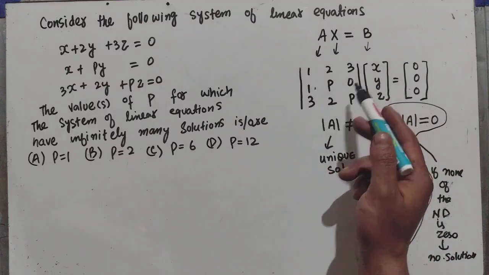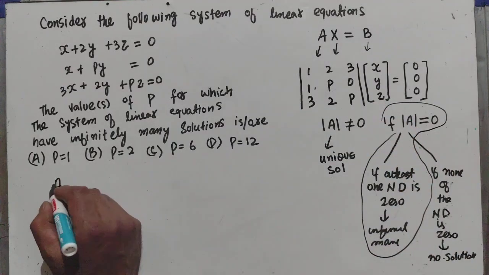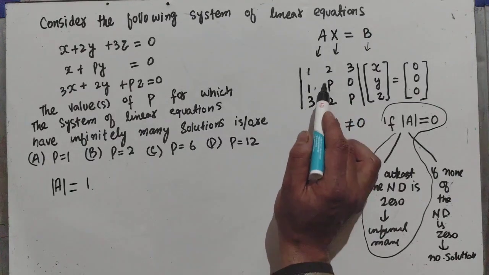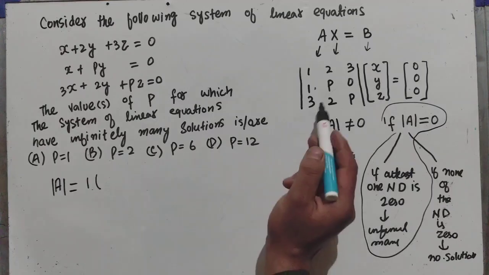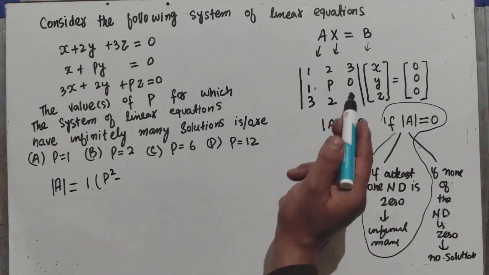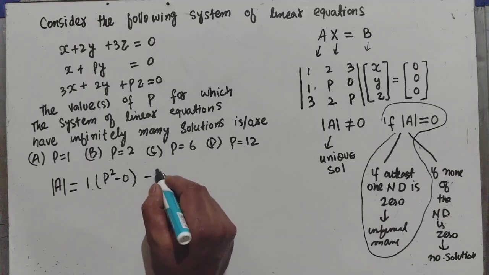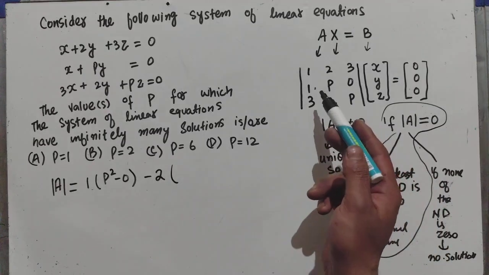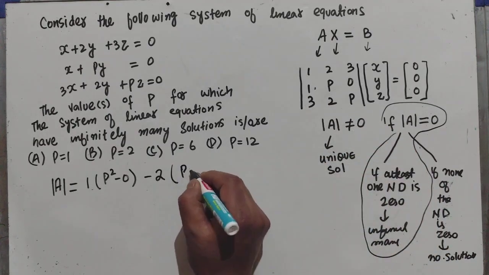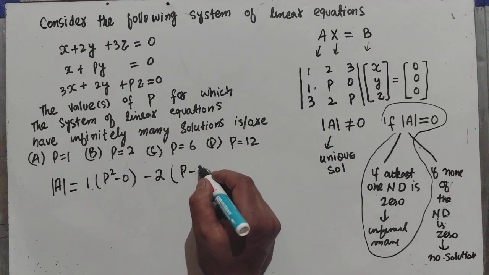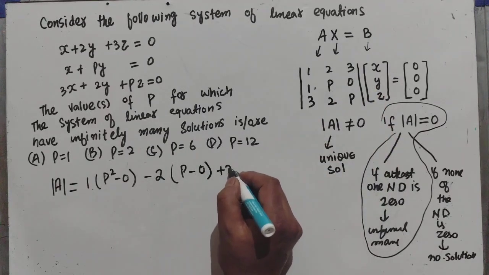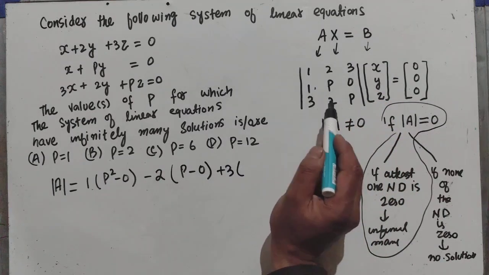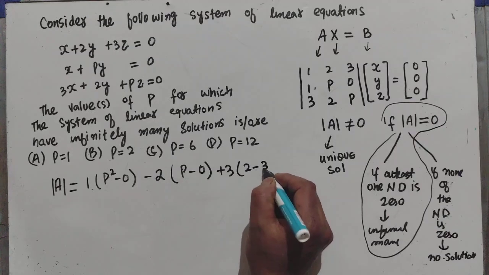So first we need to find the determinant of the coefficient matrix. We write 1, then delete the row and column in which it appears and take the determinant of the remaining elements. So we have 1 times p square minus 2 into 0, which is 0. Then minus, from the formula, we write 2 and delete its row and column, and take the determinant of the remaining elements: 1 into p, which is p, minus 3 into 0, which is 0. Then plus 3, and we take the determinant of the remaining elements: 2 into 1 is 2 minus 3p.